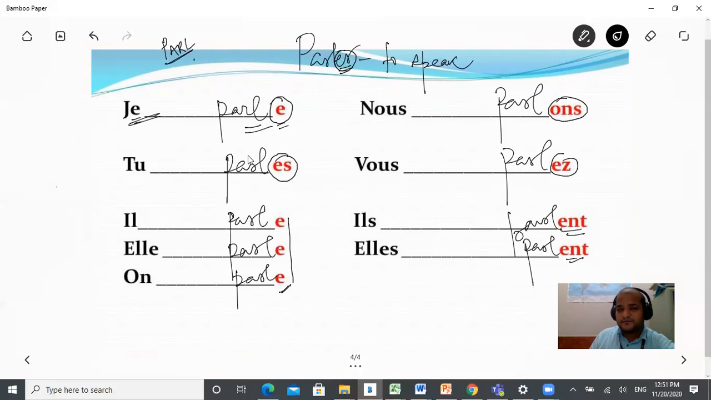So, je parle is I speak or I'm speaking, both. M is somewhere hidden in this. Don't bother about that.